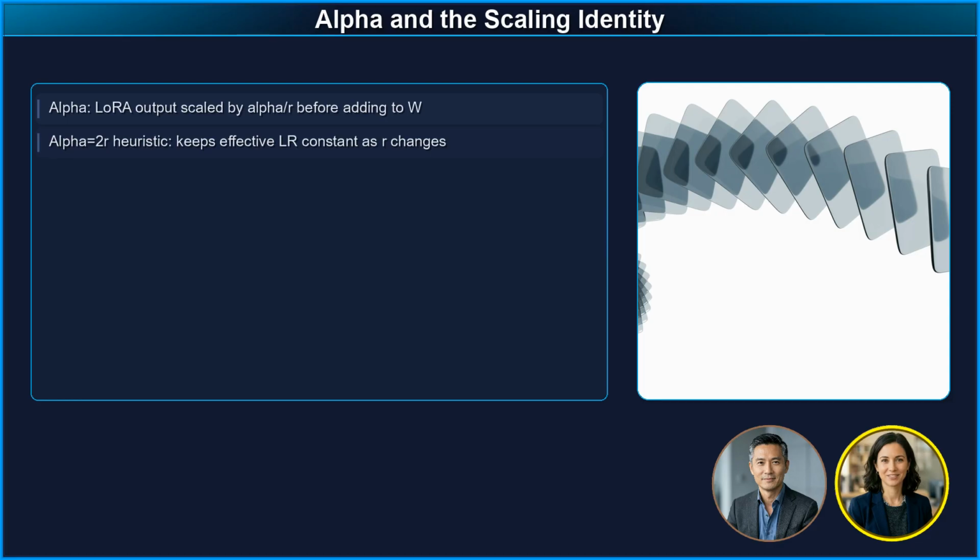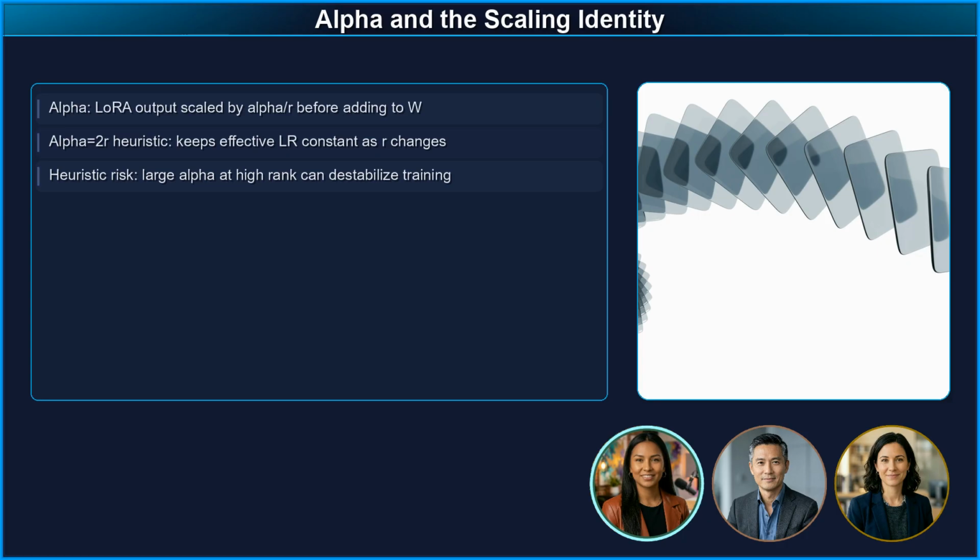The alpha equals 2R heuristic comes from the observation that the effective scaling, alpha over R, should stay constant as you change the rank. If you double R from 8 to 16, doubling alpha from 16 to 32 keeps the scaling factor at 2. This makes it easier to sweep rank without also sweeping alpha independently.